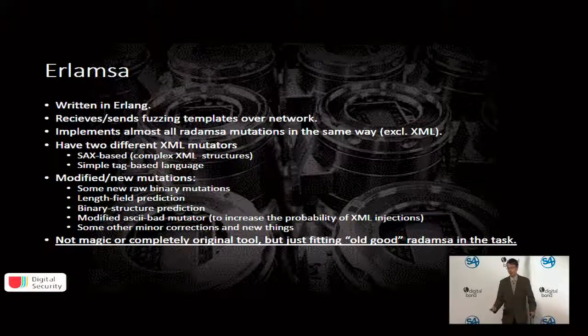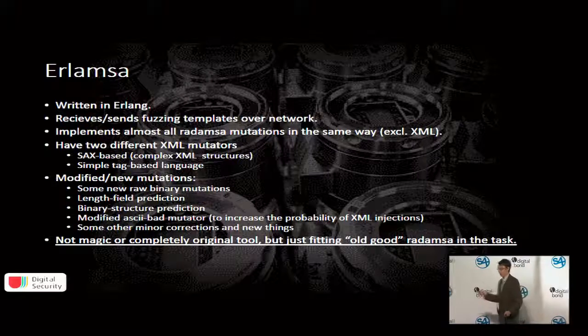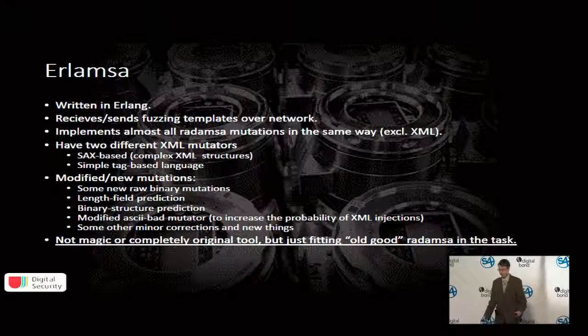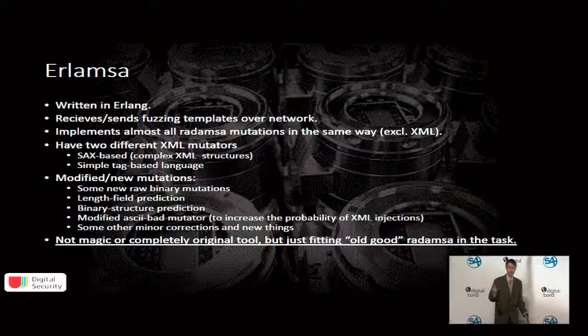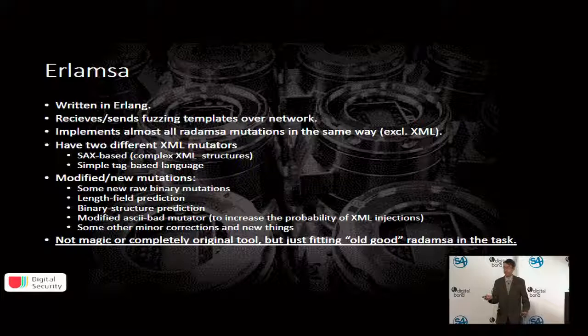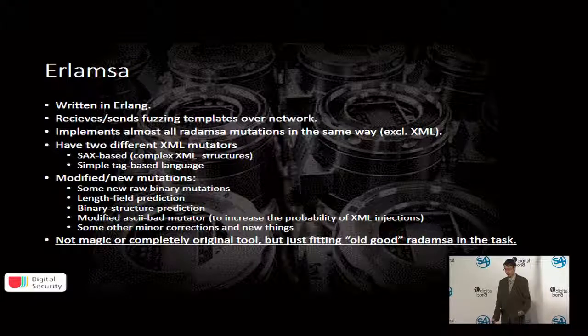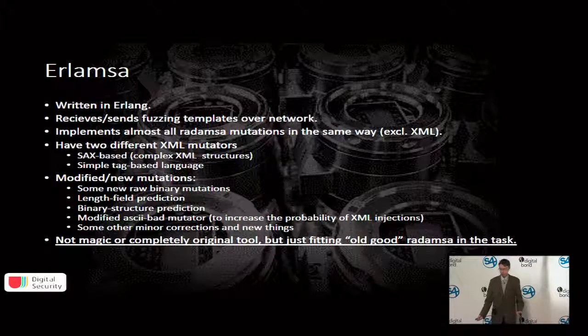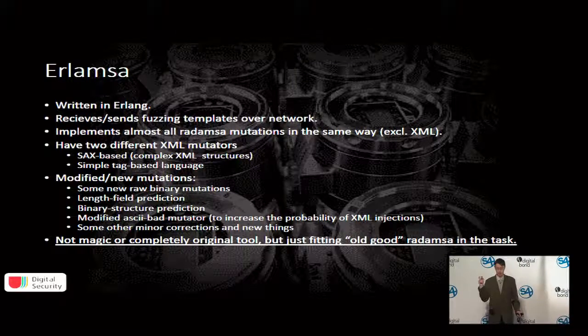So I developed 2 new XML mutational fuzzers and modified some binary mutations, adding some length field prediction and binary structure prediction, very, very, very simple predictions, but maybe reliable mutations. I also modified some ASCII-based mutations to make them work more correctly in the case of FDT DTM. I think that's not magic or a completely new tool, it's just fitting the good old Radamsa to my task.